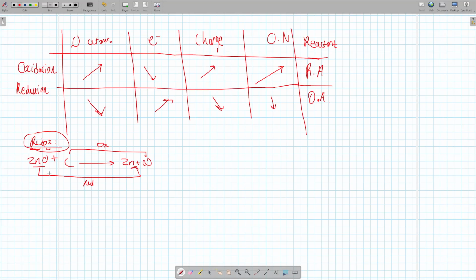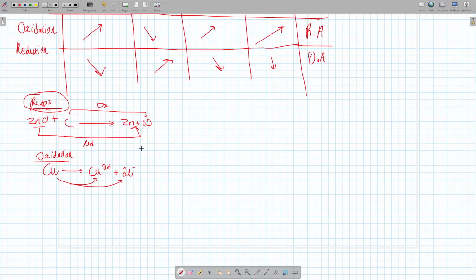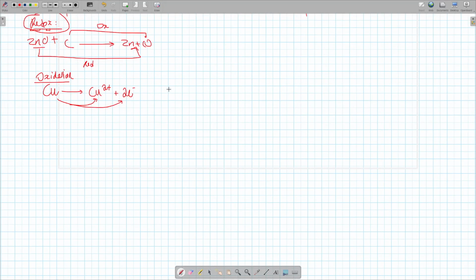How about electrons? A good example, I'll start with oxidation: Cu to produce Cu2+ and 2e-. This is oxidation. Why? Because initially the copper started as copper, and in its products it released Cu2+ and 2 electrons. So it lost 2 electrons. You can memorize it by doing this mnemonic: OIL. Oil. Oxidation is loss.